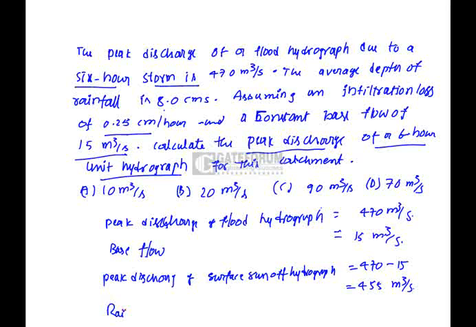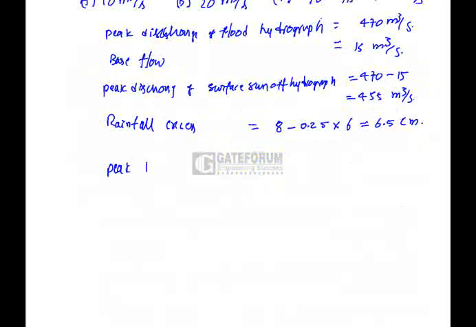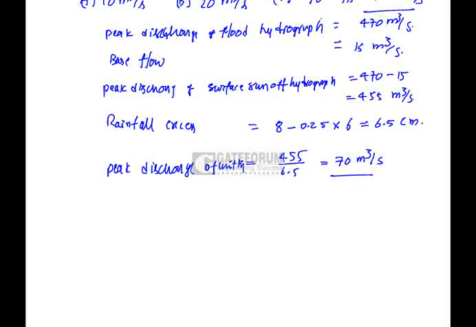So rainfall excess is equal to the average depth of rainfall, 8 centimeters, minus 0.25, the infiltration loss, into 6 hours, which is 6.5 centimeters. So the peak discharge of the same catchment is 455 divided by 6.5, that is equal to 70 cubic meters per second of unit hydrograph. So 70 cubic meters per second, option D is correct.